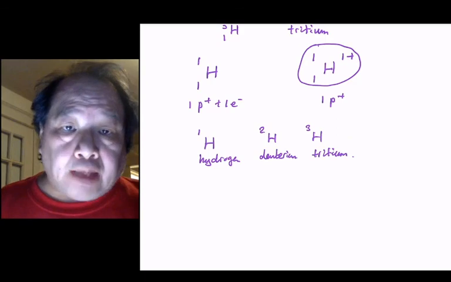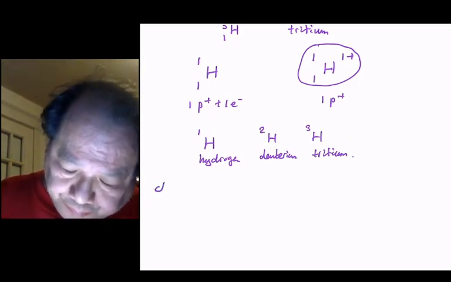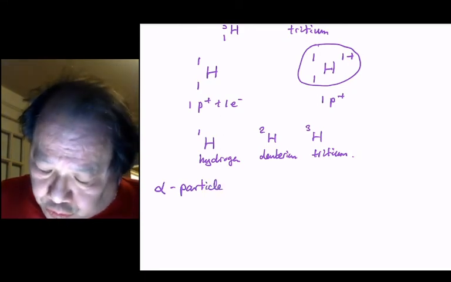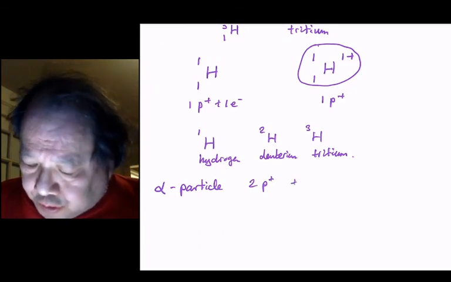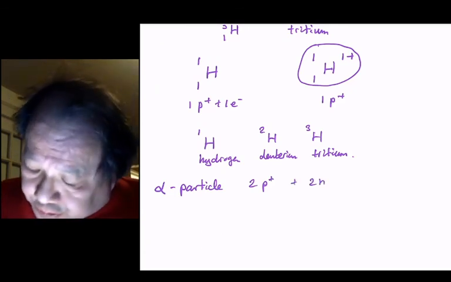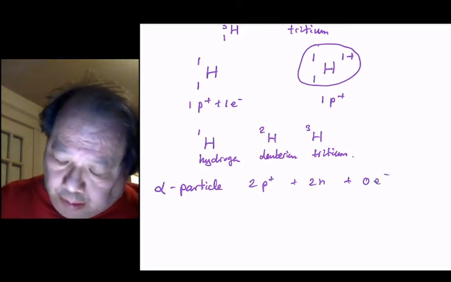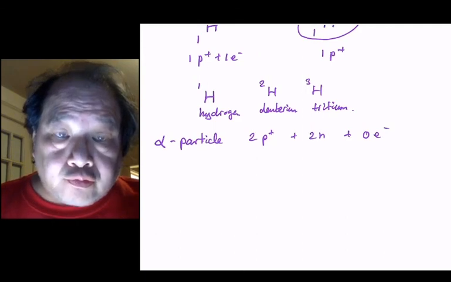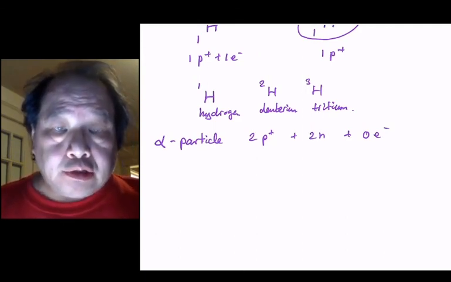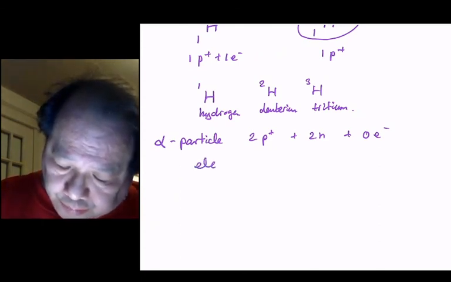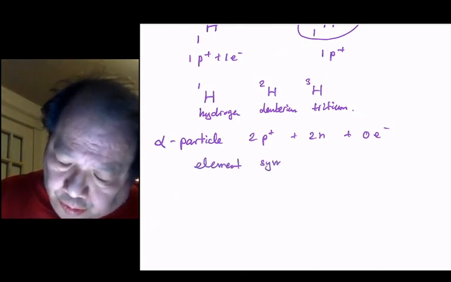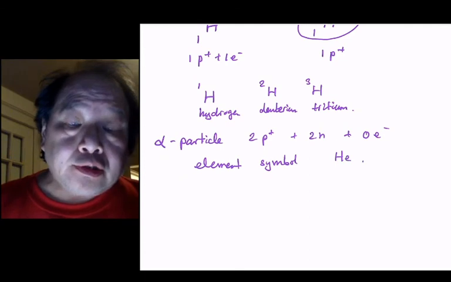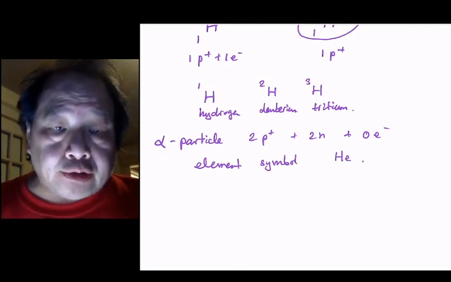Let me just give you one last application. The alpha particle. The alpha particle is made up of 2 protons plus 2 neutrons plus 0 electrons. And so figure out what its element symbol is. And you need to know that the element with 2 protons is helium. So work that out and we'll share answers in just a second.